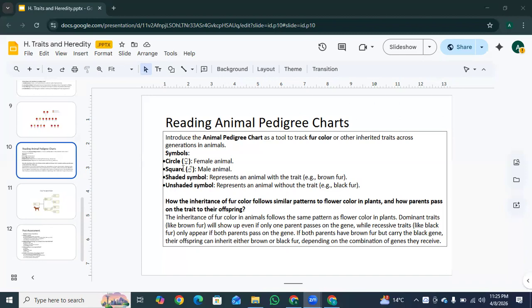So, some traits like brown fur are strong. If a baby gets this gene from even one parent, they will have brown fur. And some traits like black fur are shy. A baby will only have black fur if both parents pass on that specific gene.